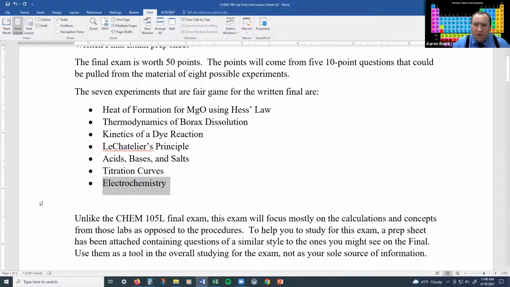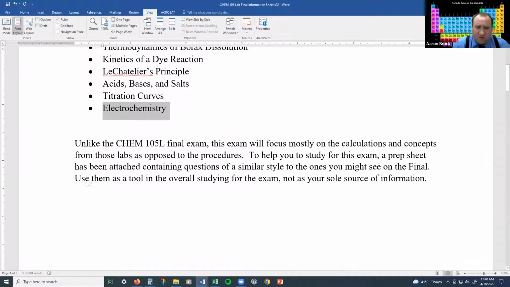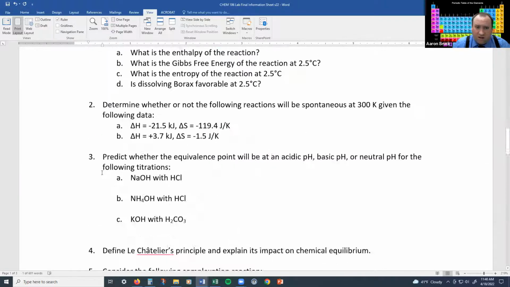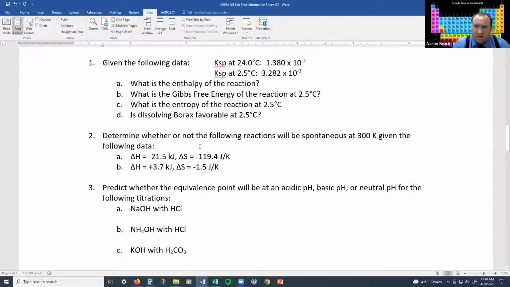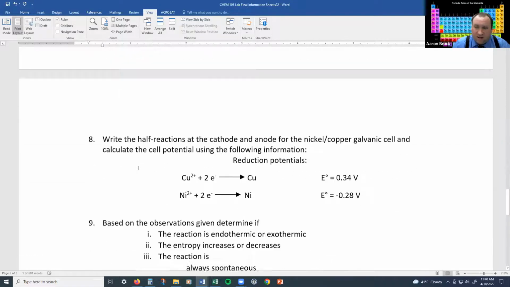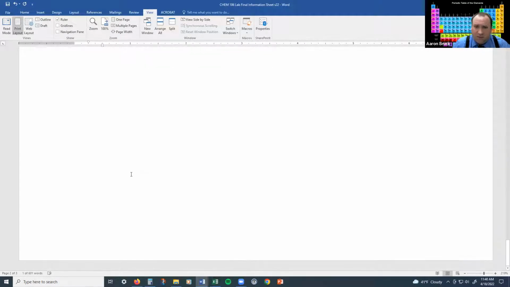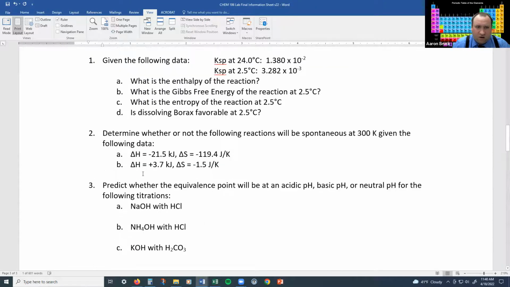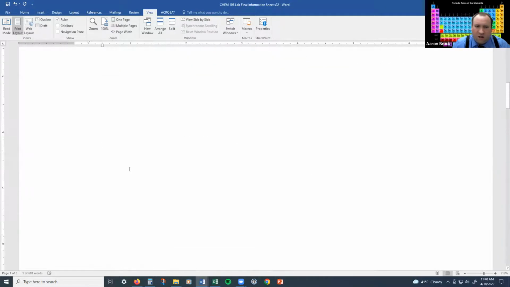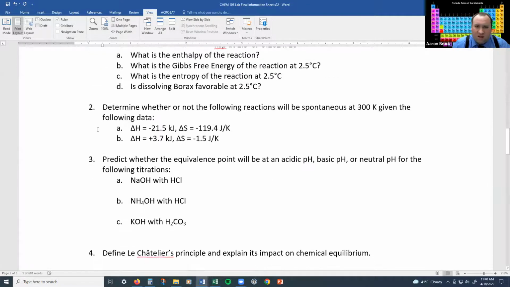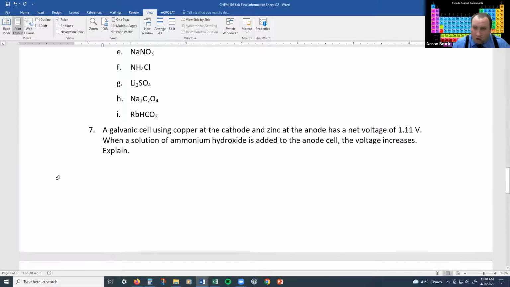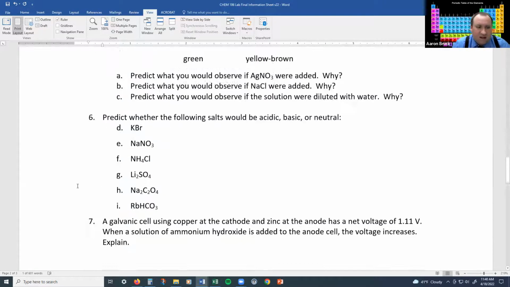Now, to help you with this, I have given you some material. So one thing I've given you is this practice test. This is a practice test that we wrote last year, and it gives you just some general information, some types of questions that you can be asked that go along with each of these sections.